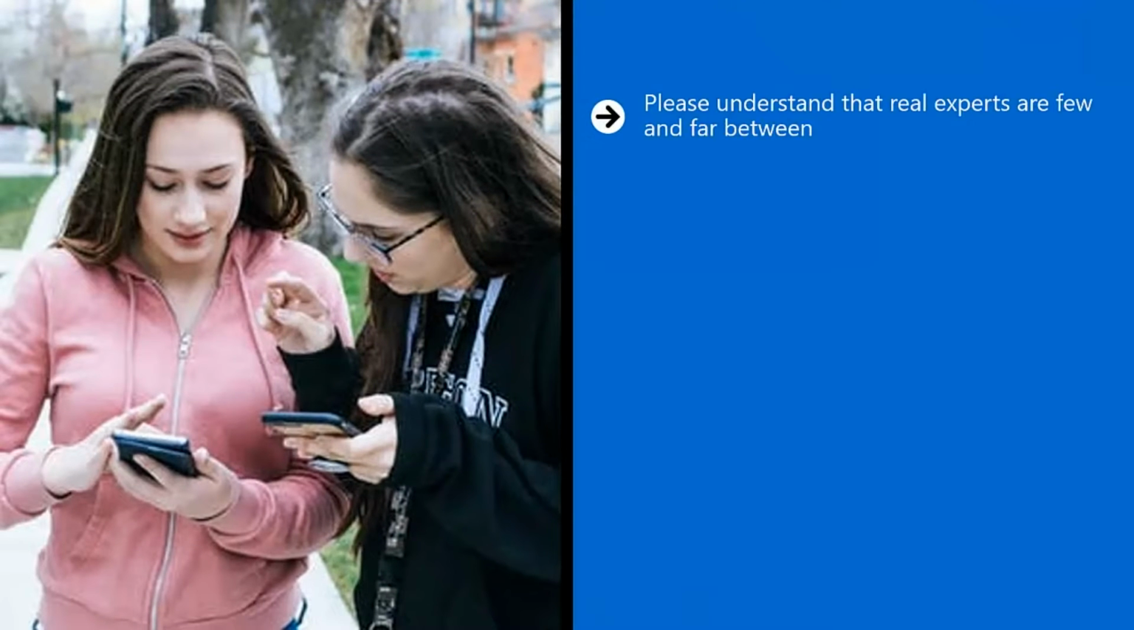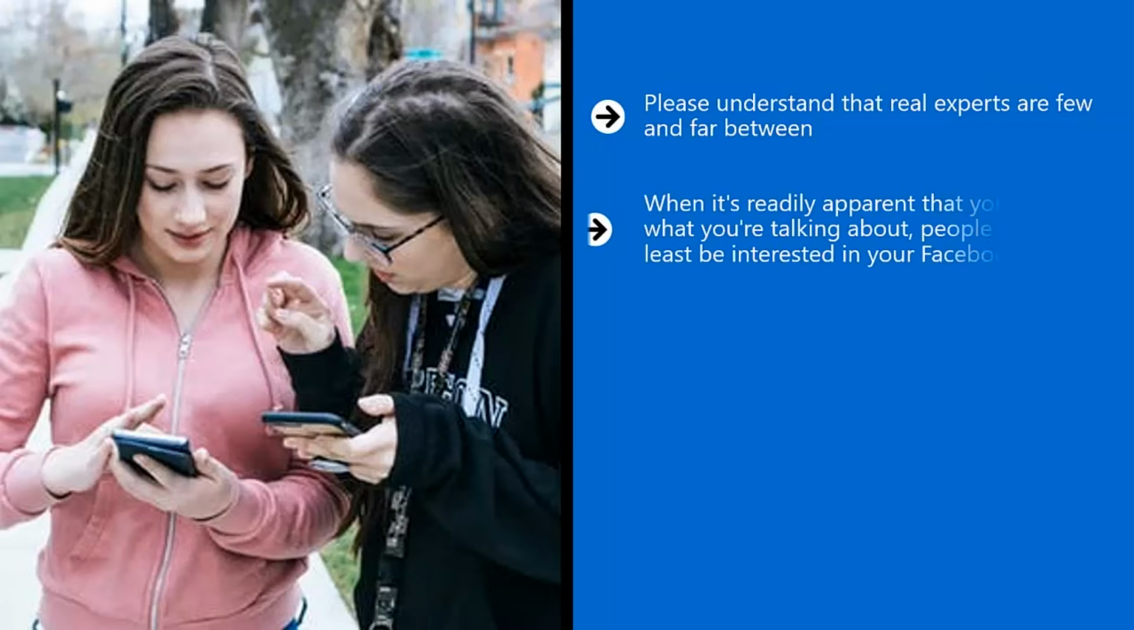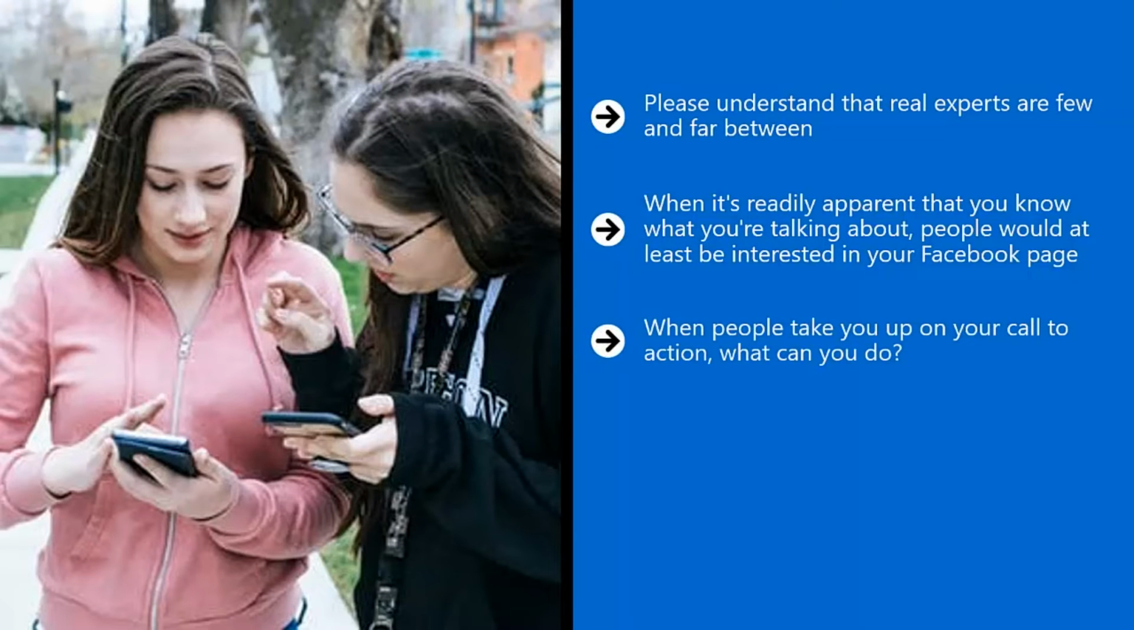Please understand that real experts are few and far between. Oftentimes, the people who post comments to blog posts post irrelevant comments that are simply off base. When it's readily apparent that you know what you're talking about, people would at least be interested in your Facebook page. And from there, they can engage with you on an automated basis by simply clicking that messenger icon on your page. When people take you up on your call to action, what can you do?